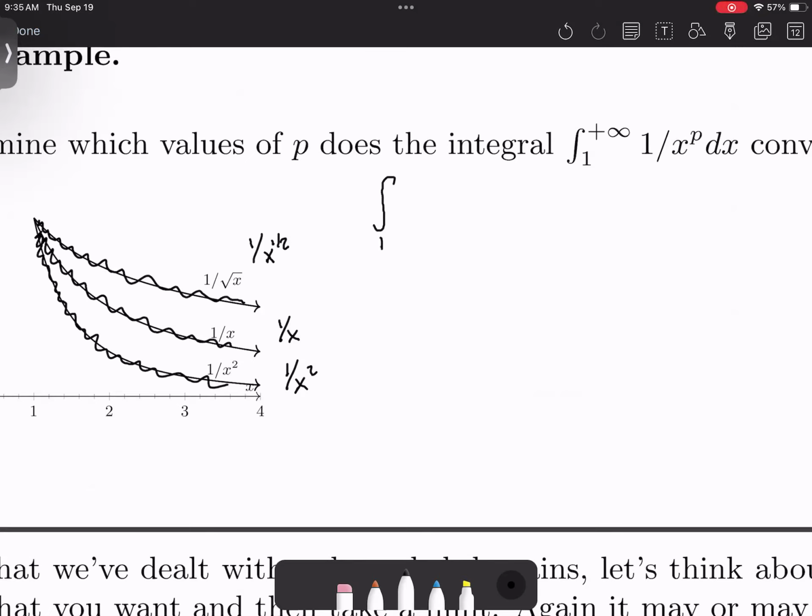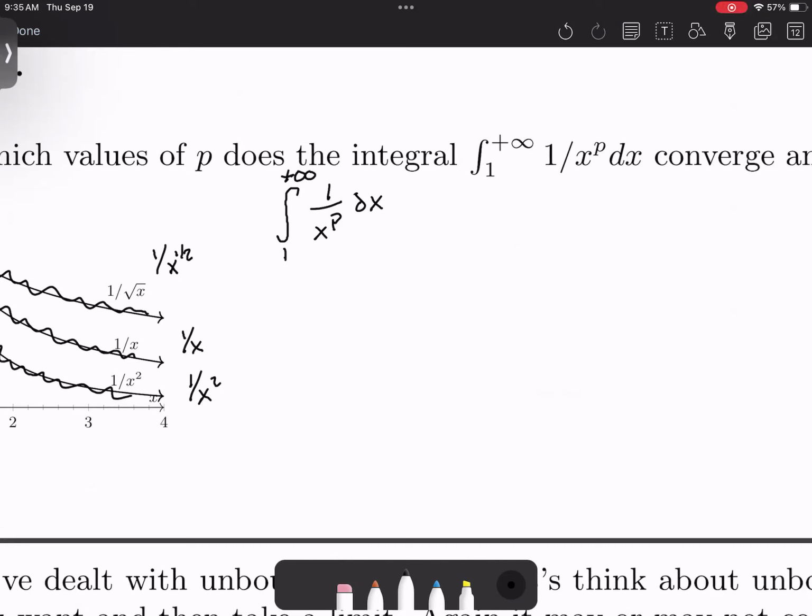We will integrate from 1 to infinity the function 1 over x to the p, where we're going to play around with different values of p to figure out which ones converge and which ones diverge. The way that we're going to integrate this is by taking a limit as, let's call it alpha, goes to positive infinity, and integrate up to that alpha. And I'm going to go ahead and write this as x to the minus p.